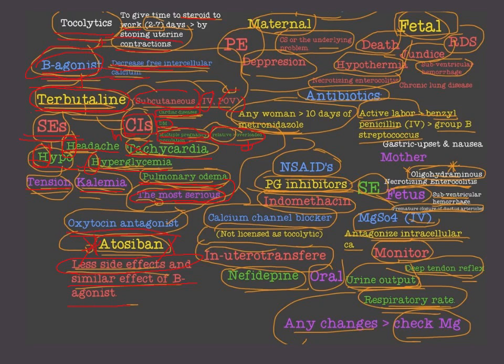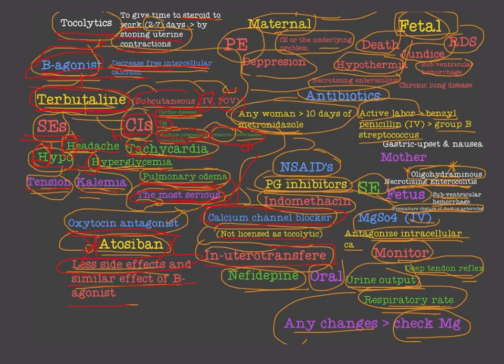And the third tocolytic is calcium channel blocker. Actually, calcium channel blocker is not exactly a tocolytic. It is not yet licensed to be a tocolytic in the UK, for example. Okay, it is used in in-utero transfer.